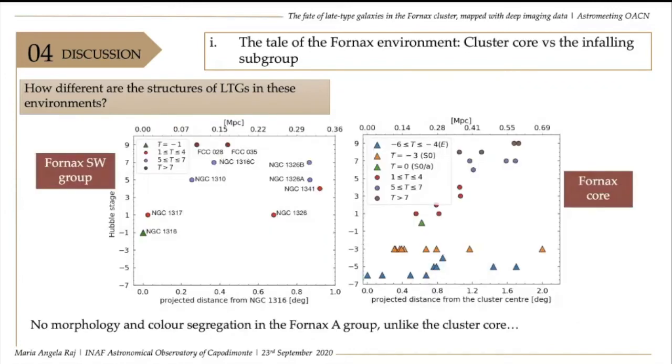Additionally, we do not find morphology and color segregation for those galaxies in the Fornax group, like what we found for the cluster core galaxies. Here we see there's just one ETG, and there are several early-type galaxies here, suggesting that the environment is more evolved.